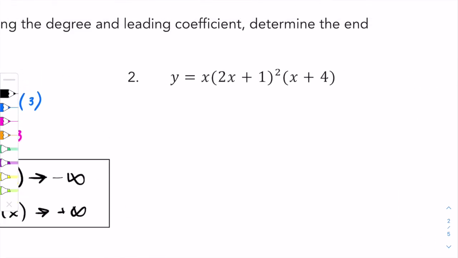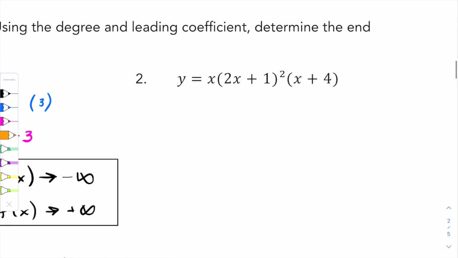Number two is not in standard form, which we do need our function to be in standard form in order to tell the end behavior. But there is a trick to this. Whenever you have a function that is not in standard form, you only need the degree and the leading coefficient.